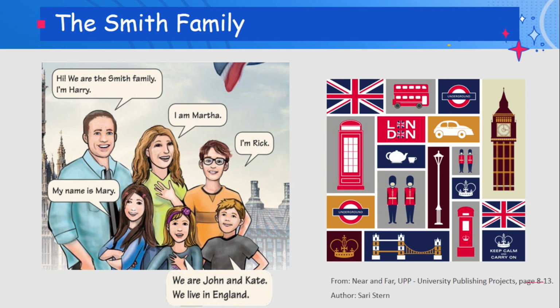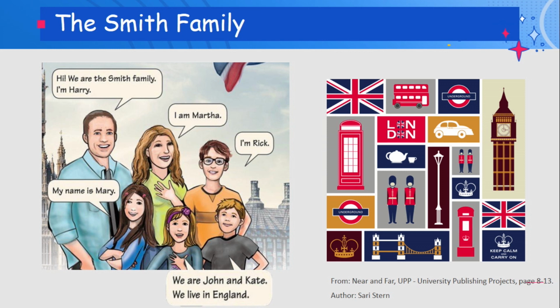And on the bottom, there are two twins. We are John and Kate. We live in England. And of course there is the big brother, Rick. So this Smith family, they live in London.